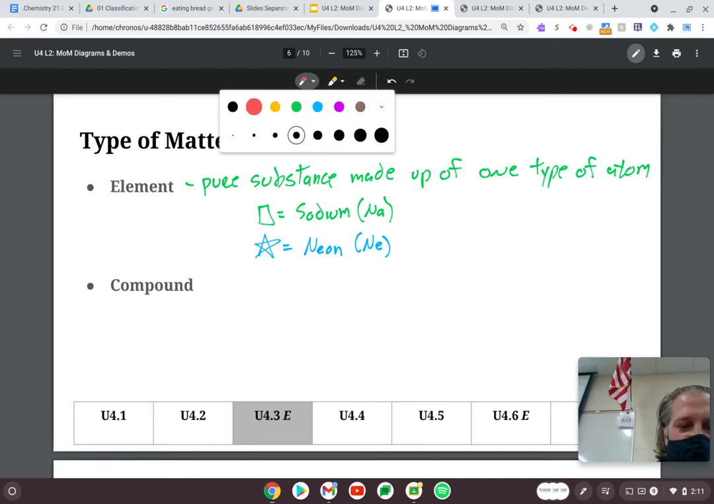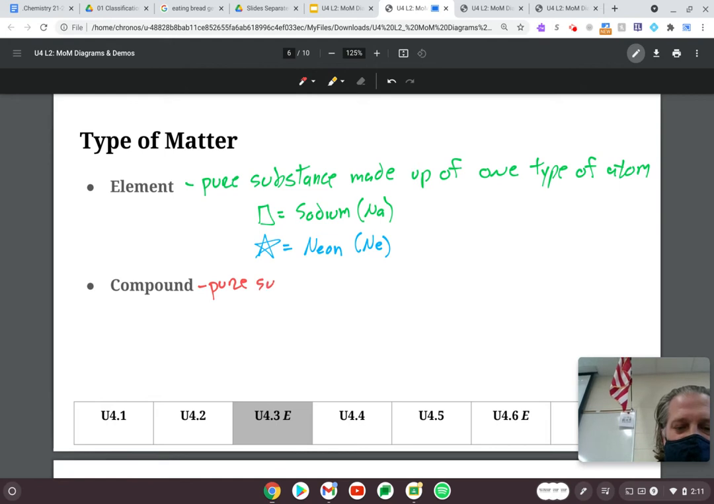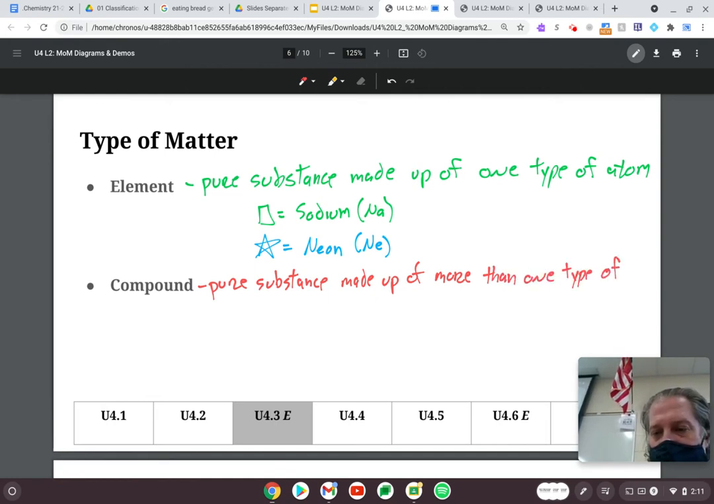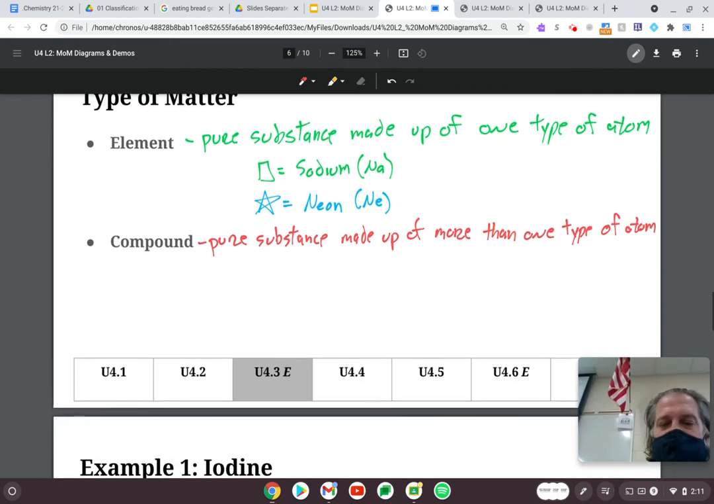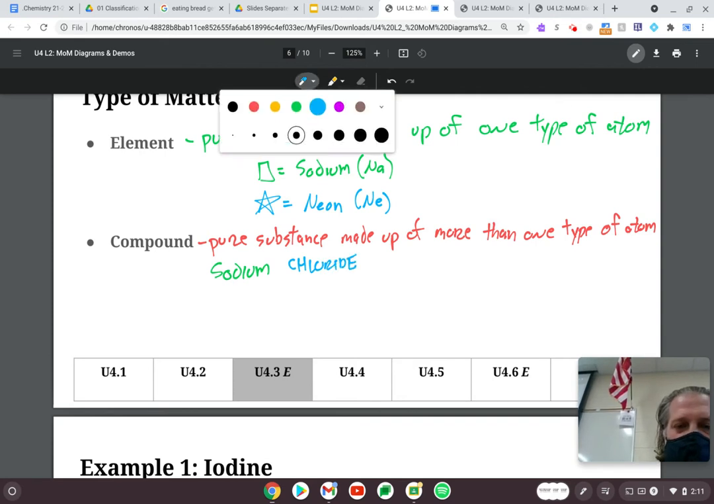But a compound is a pure substance made up of more than one type of atom. And so the way that we would represent that would be a little bit different. So if I had something like sodium chloride, which would look something like this for a chemical formula, I would write it as this, and I would connect them in the middle.